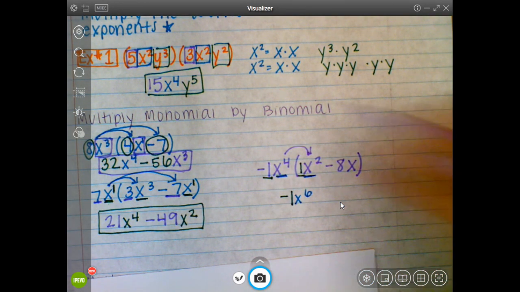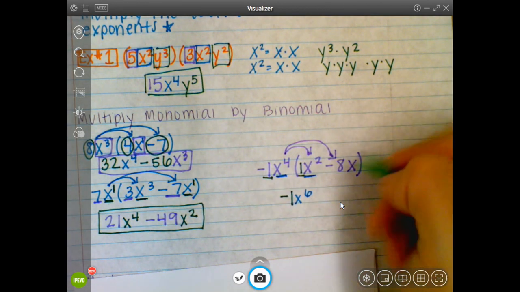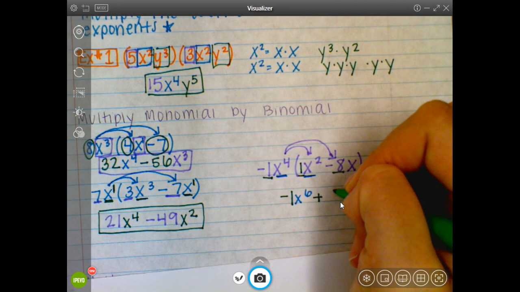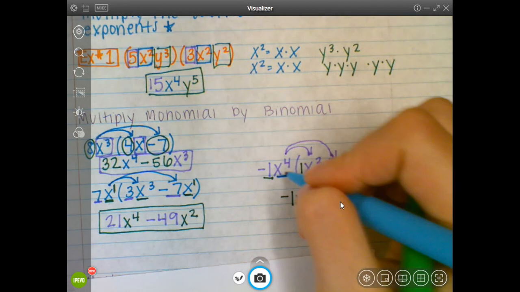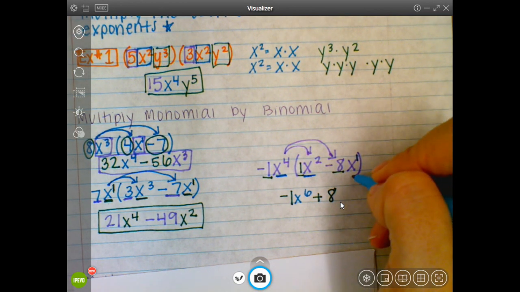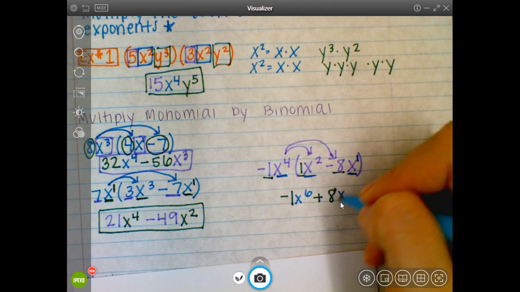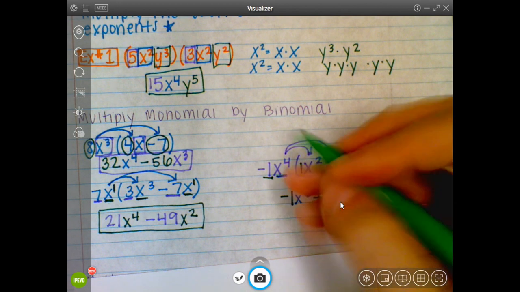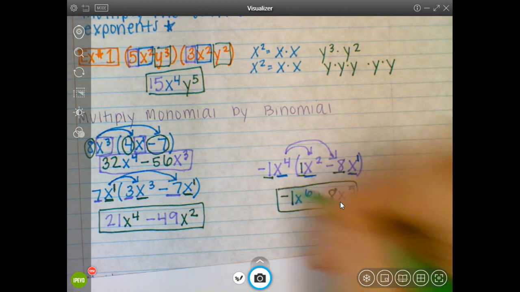And now we have to do it again to the negative 8x. So negative 1 times negative 8 is positive 8. And x to the fourth times x, and we're missing an exponent, so add a 1. So x to the first would be x to the fifth. And there's my answer there.